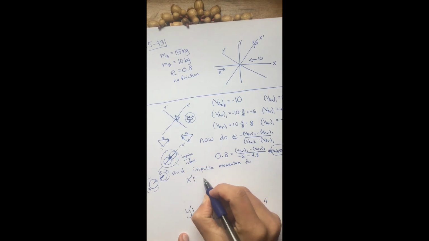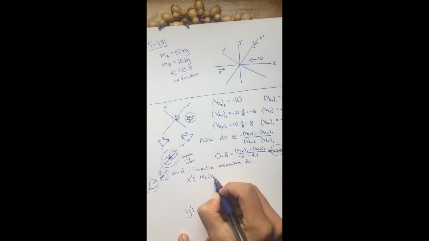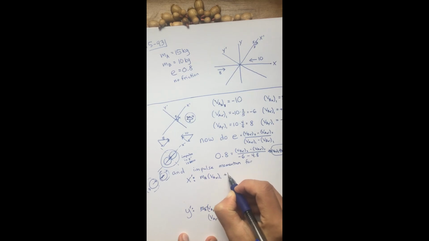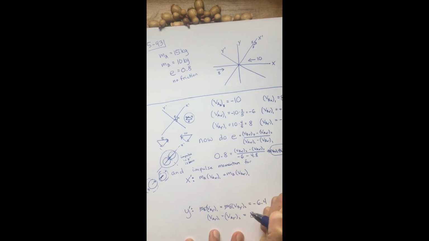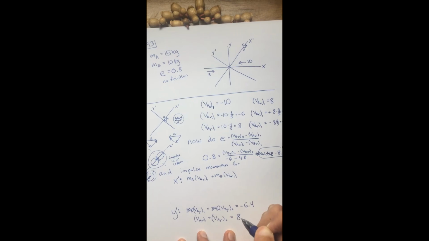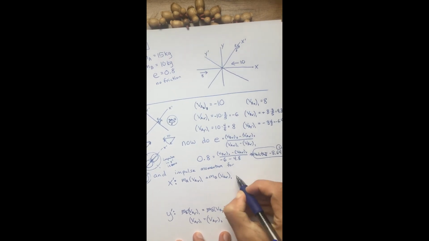So that means I take the initial momentum for my two objects and add them together. So that's MA VA x prime 1 plus MB VB x prime 1. That's the initial momentum for the system of the two pucks in the x prime direction. The impulse is equal to 0.